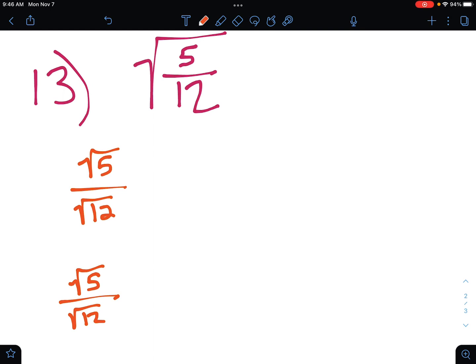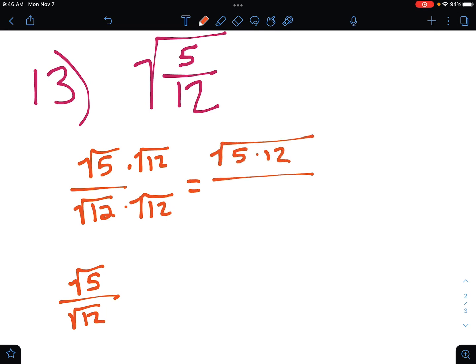So I could just go ahead and simplify. I can't do a radical of either of those. Neither one has a square root. So I have a 12 on the bottom. I need groups of 2, so I'm going to multiply by radical 12. Anything I do to the bottom, I have to do to the top. Well, what happens there? On the top, I get the square root of 5 times 12. On the bottom, I get the square root of 12 times 12.